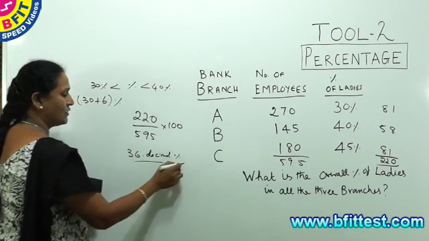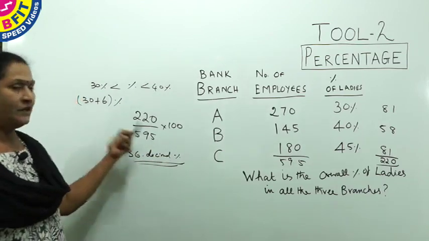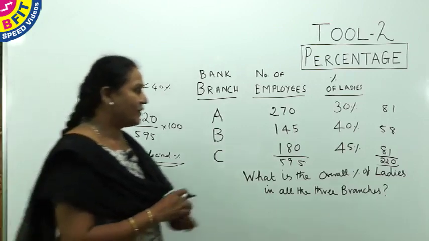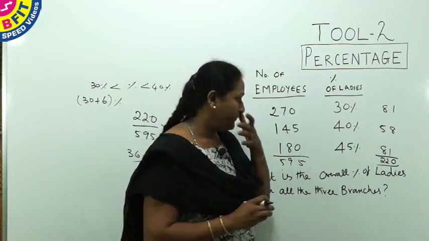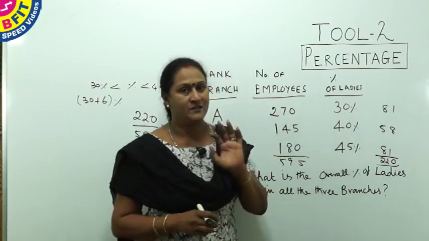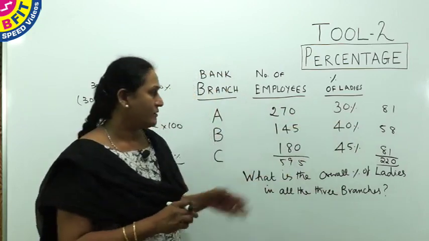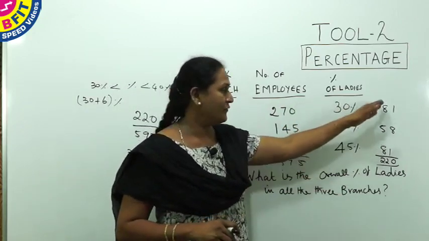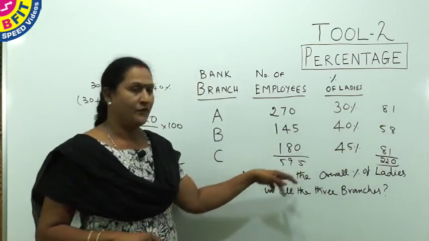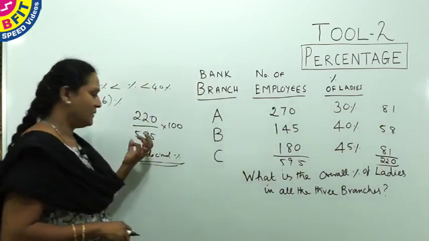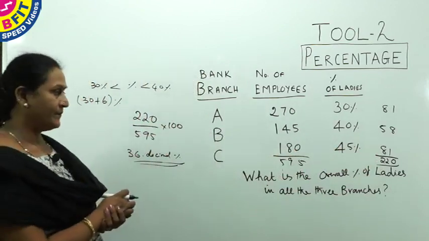So choose the option accordingly. Choose the answer accordingly with the options. So here, as the base is different, to find the overall percentage we can't work out with the percentages alone. When you work out with percentages, you will get a wrong answer. So you have to find the values, the number of ladies in each branch, find the total by the total number of employees, and making a splitter for the denominator, you can find the corresponding percentage.